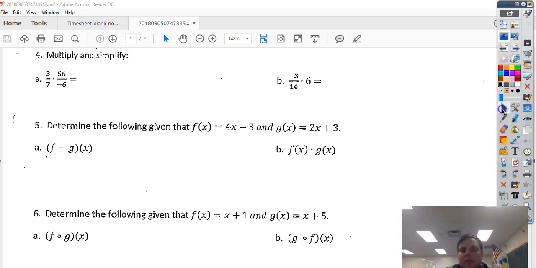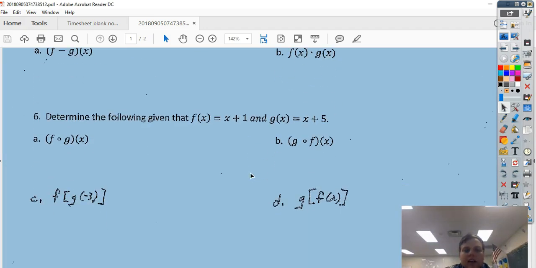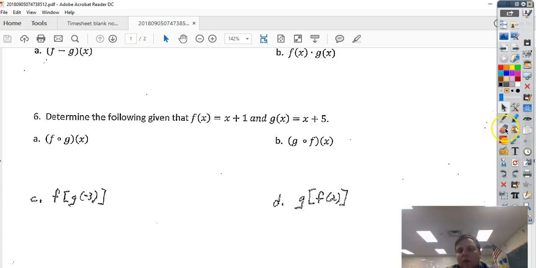Okay, moving on. Problem number 6. Problem number 6 says, given that f of x equals x plus 1 and g of x equals x plus 5, do all of these problems. So this right here means f composed of g of x. So I like to rewrite it like this, f of g of x. So that means take the g function and put it into the f function.